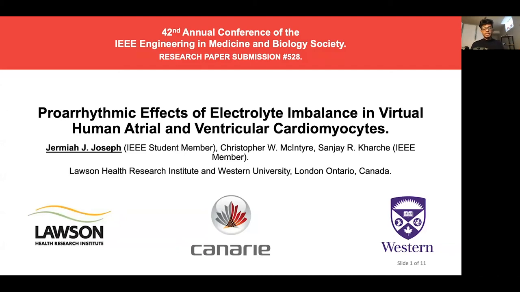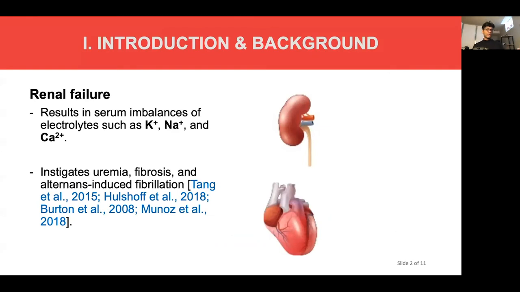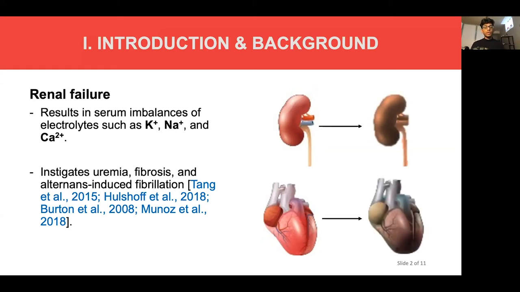Today, I will be presenting my full research paper submission number 528, where I investigated the proarrhythmic effects of electrolyte imbalance in virtual human atrial as well as ventricular cardiomyocytes. To begin with a bit of background, our kidneys play a huge role in the filtration of our blood. When the body's natural filtration system is unable to remove waste from the blood and maintain a chemical equilibrium, this can result in a number of complications, including renal failure.